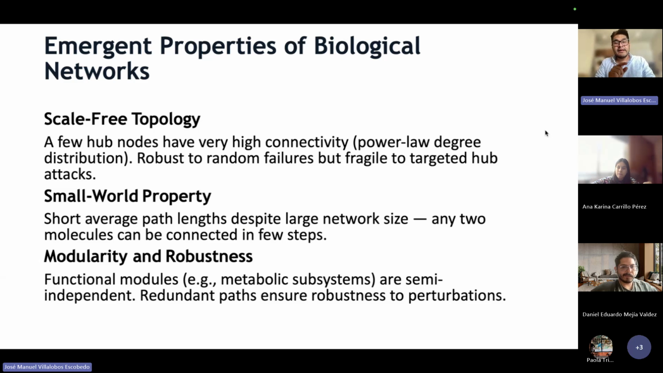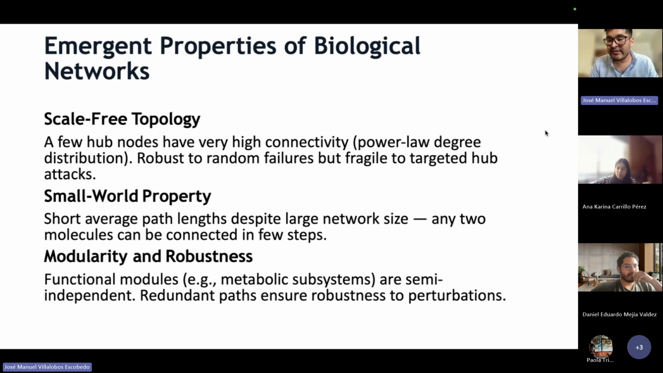For example, biological networks have a scale-free topology. Some nodes are super central with super high connectivity, and some of them are alone, as I showed you. Some of them are super separated from the rest of the body of the network, and some of them are super connected. This is a scale-free topology. That is a property of biological networks. Another property is the small world property. That is a very cool property.